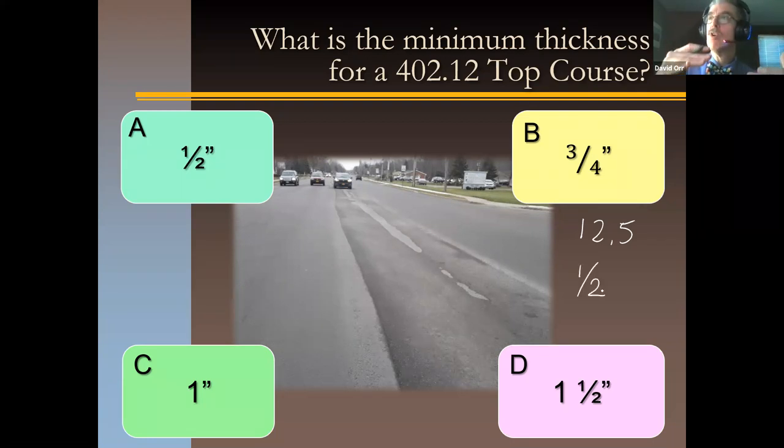If you have too thin of a mix, what's going to happen? It's going to get dragged by the screed, like you see in the picture. You're not going to get a nice edge. It's going to ravel. It's going to have all kinds of problems. So if my nominal largest particle size is 1/2 inch, how thick does that lift need to be without raveling? Anybody know? Because if you know that, you'll know what the answer should have been.